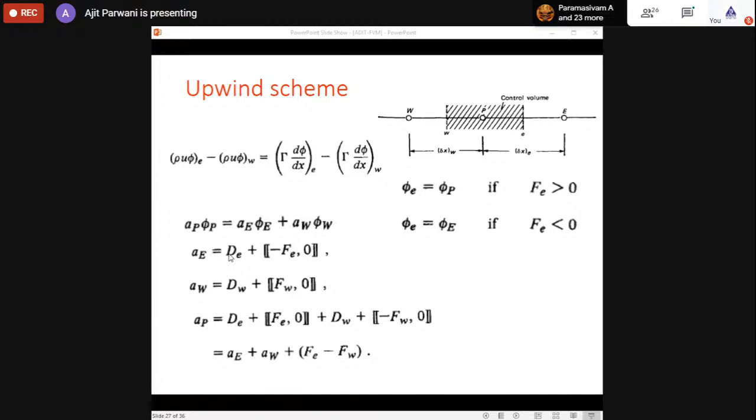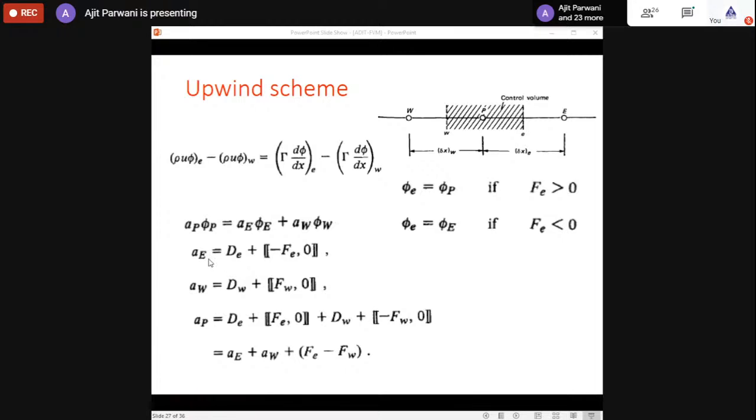So it means that AE is equal to DE, and AW is equal to DW plus FW, and AP is equal to AE plus AW minus (Fe minus Fw). Fe minus Fw is always 0, because Fe minus Fw means rho u at east minus rho u at west. According to the continuity equation, rho u at e minus rho u at w is equal to 0. So this is always 0, and there is no issue with it. So if Fe is positive, then AE is equal to DE, AW is equal to DW plus FW, and AP is equal to AE plus AW.